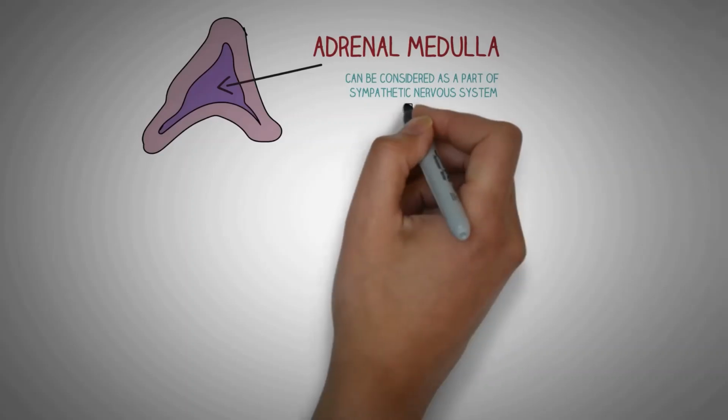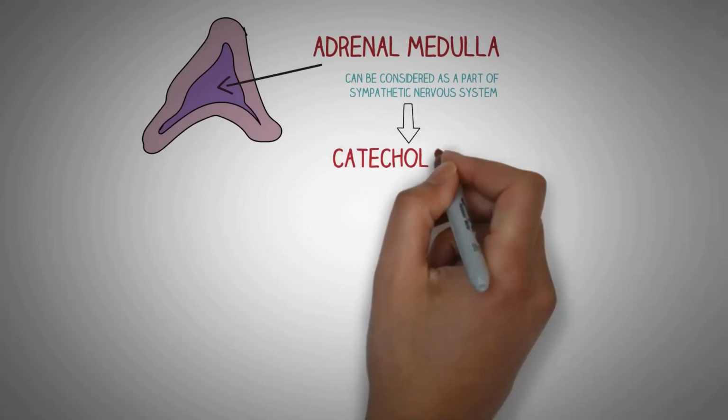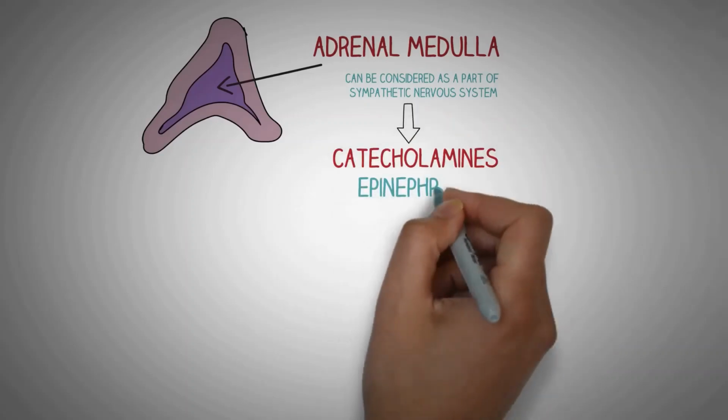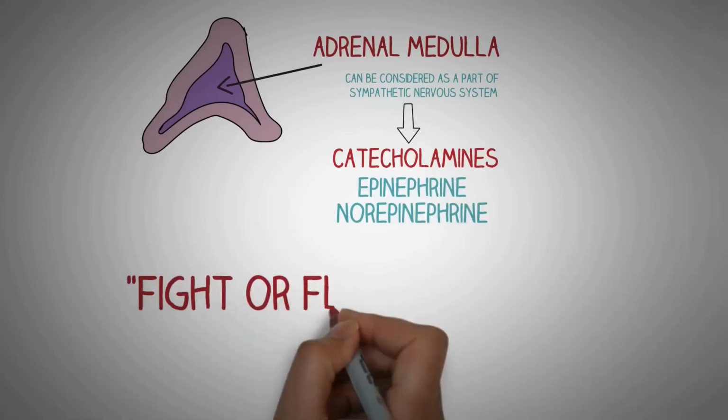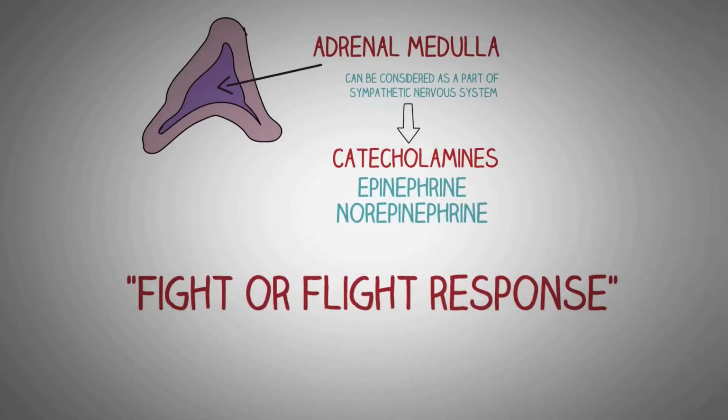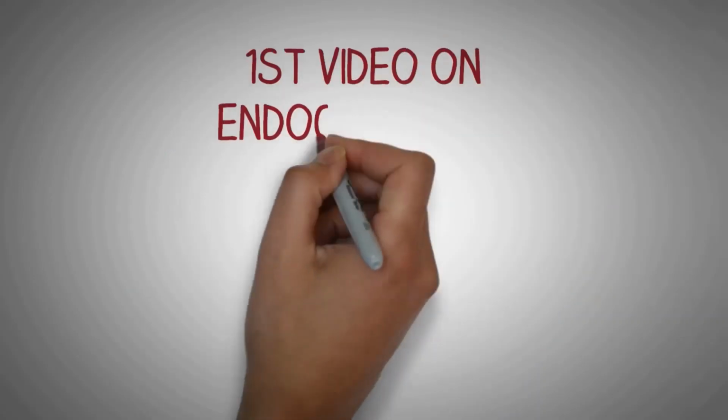On the inner side, we have the adrenal medulla, which can be considered as part of the sympathetic nervous system. It releases the catecholamines, epinephrine and norepinephrine, into the general circulation. It is activated when the sympathetic nervous system is activated, and it is essential for the classic fight or flight response of the body. So this was the first video in the series on endocrinology.